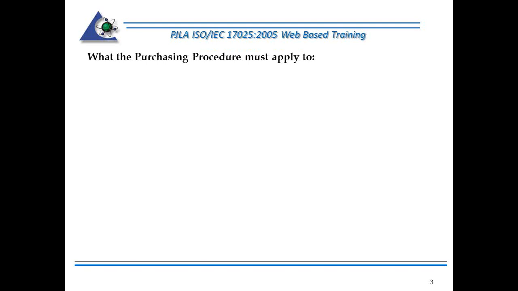We'll begin with what the purchasing procedure must apply to. So those things which are detailed in section 4.6 apply to services or supplies that affect the quality of the work performed. In other words, if the equipment that you're purchasing, the services for equipment that you're purchasing, or supplies that are being purchased for use in performing the calibrations and tests for which the laboratory is accredited, if those results can be affected by those services or products that are being purchased, then the purchasing procedure of 4.6 applies and has to be applied.